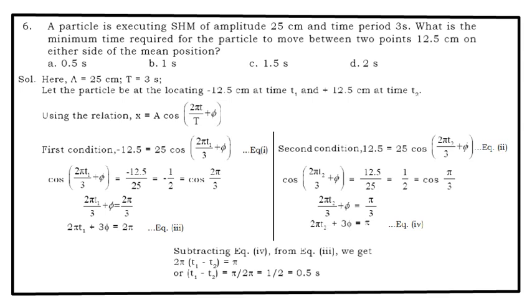When you write it as minus 12.5, you get cos of 2 pi T1 by 3 plus 5 is equal to minus half. So that is cos of 2 pi by 3. So I get 2 pi T1 plus 3 pi is equal to 2 pi. That is the first equation. Now second condition I put, that is plus 12.5, and you get that 2 pi T2 plus 3 pi is equal to pi. Now you have to solve these two equations simultaneously, and I get T1 minus T2 is equal to 0.5 seconds. Option A is the correct answer.